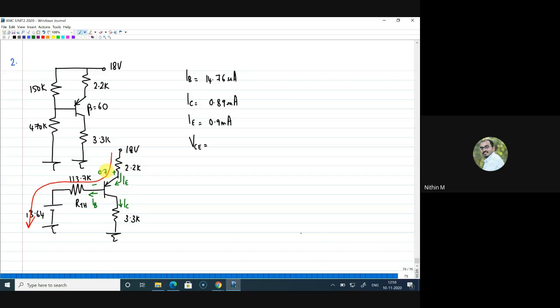So where are we? We are with Manikandan. Is it 15.73? No, it is VCE. So what happens here is you have to take this loop. Right. 18 minus 2.2K into IE minus VEC you can write. Right. VEC minus 3.3k into IC equal to 0.